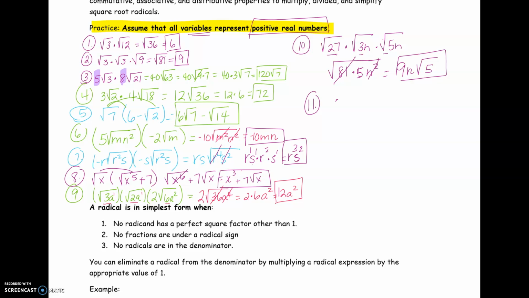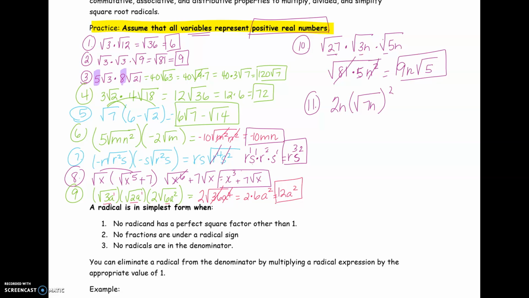Number 11, we have 2n. Let me start that over. 2n times the square root of 7n, the whole thing squared. Okay, so let's talk about this.